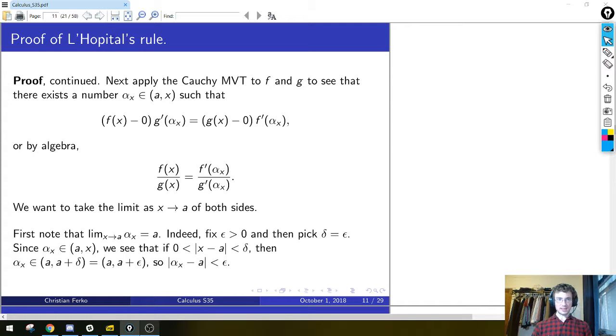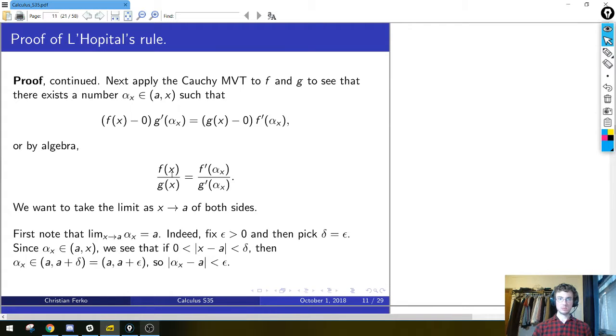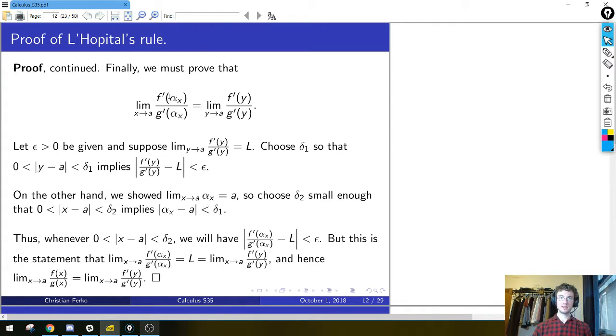Good. Last part of the proof. So we know that thing. The last thing we have to prove is that these limits are equal. Because if these limits are equal, then we're in good shape, because we proved that the limit of the quotient is the limit of this weird quotient of derivatives at alpha. So if we can prove that that weird quotient at alpha is the same as the quotient of the usual derivatives, then we're in good shape, because we proved the limit of f over g is the limit of f prime over g prime, which is what we want.